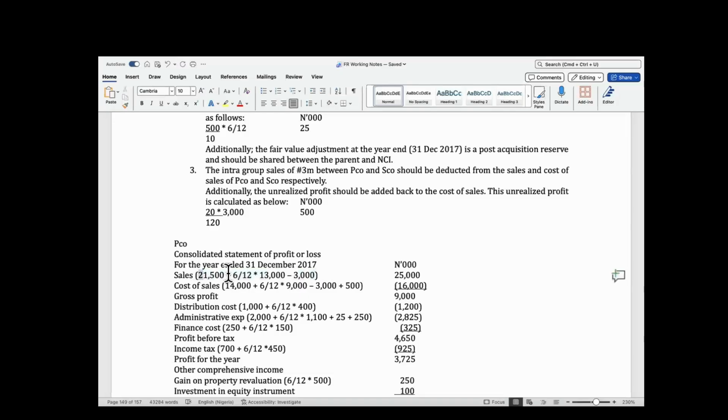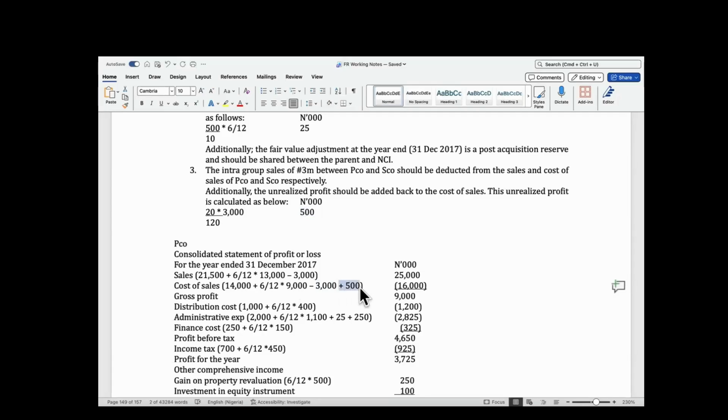First, I got the sales of the parent. I took 6 over 12 of that of the subsidiary because we bought the subsidiary during the year. Then I removed the intragroup sales of 3,000. I did the same thing for cost of sales. Then I removed the intragroup sales of 3,000. And the unrealized profit that we got of 500, I added it back.